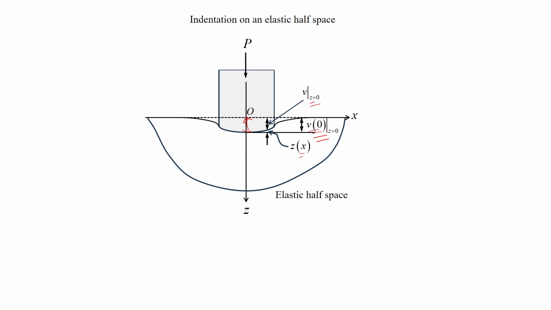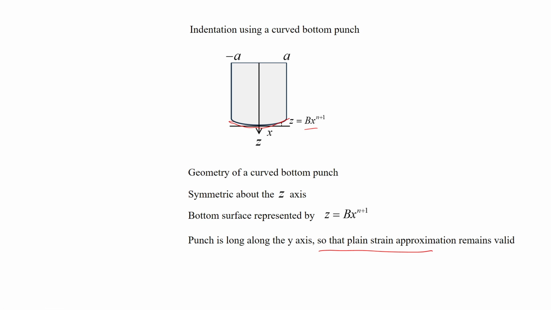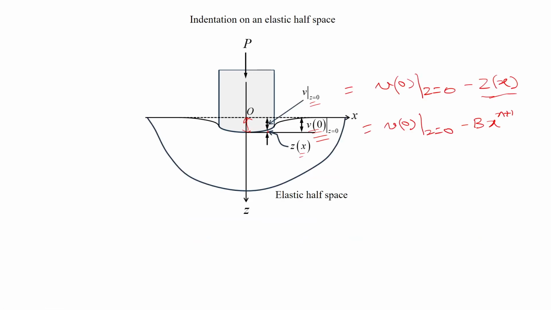It is a frictionless contact, and we are just pressing using this punch, so we can write down v at z equal to 0. That is equal to v at 0 at z equal to 0, minus this z as a function of x, because this defines the profile of this particular punch. So this is equal to v at 0 at x equal to 0 and z equal to 0, minus the profile of the punch, which I wrote as b into x to the power n plus 1.